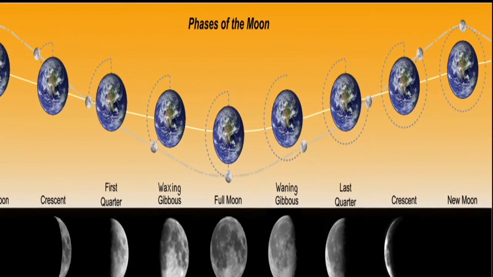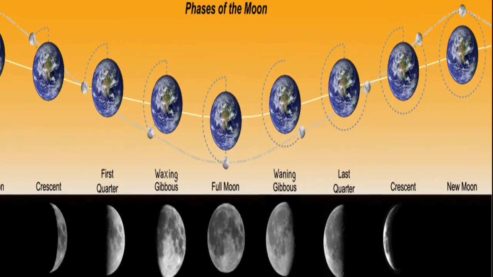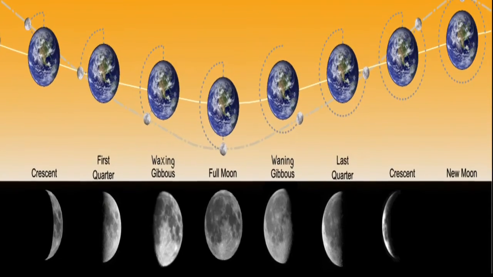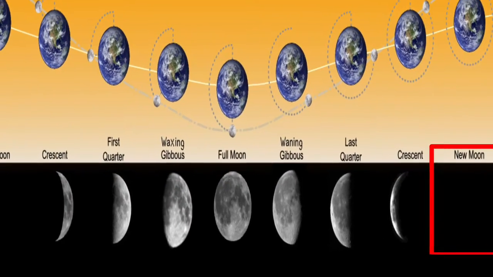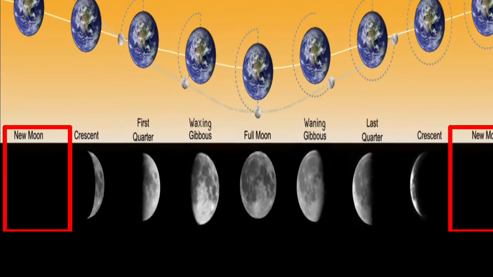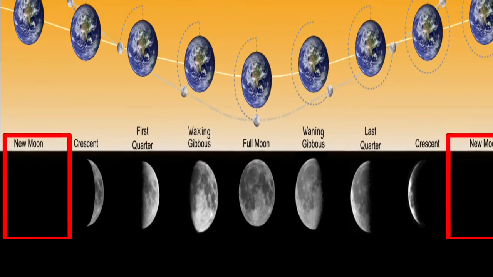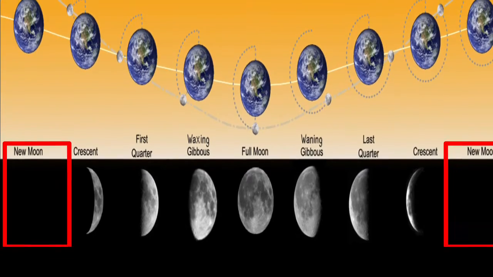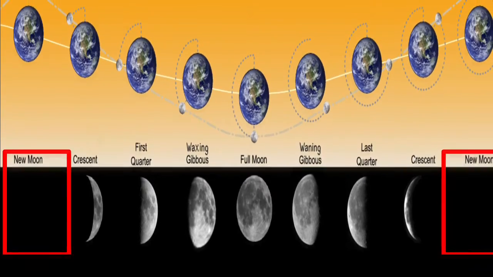When looking at the phases of the moon, we can count there are 1, 2, 3, 4, 5, 6, 7, 8. The first phase is called the new moon. If you look at the back and the front, they would be the exact same. This is how we know a cycle is beginning or ending.